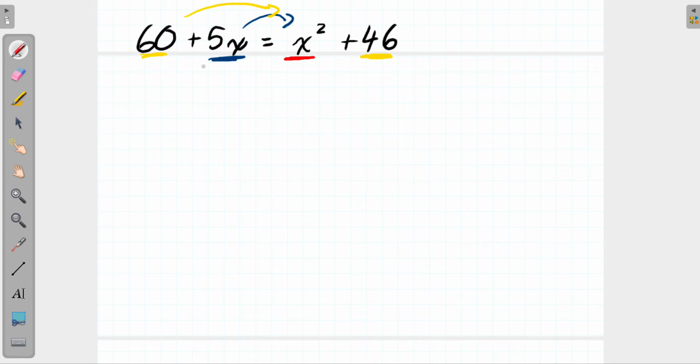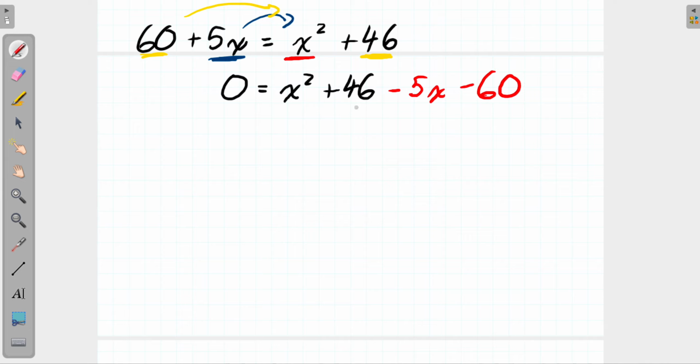That means we're moving everything away from the left side, so the left side is going to be left at 0. Nothing will be left on the left side. The x squared and the positive 46 will stay the same. But when the 5x comes over, it's going to become negative 5x. And when the 60 comes over, it's going to be negative 60.